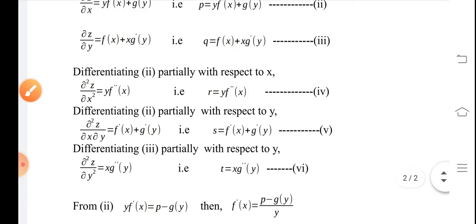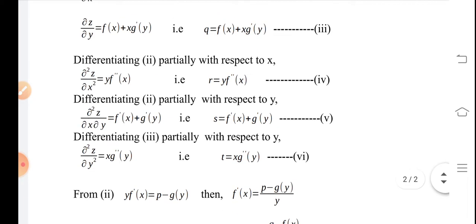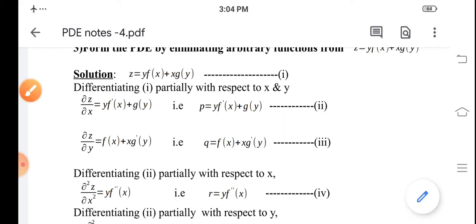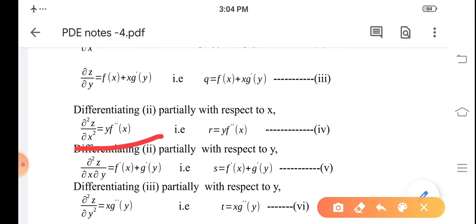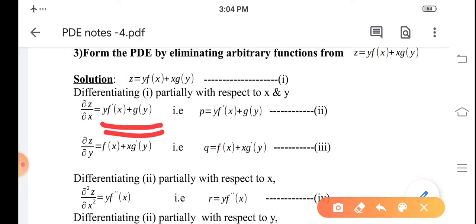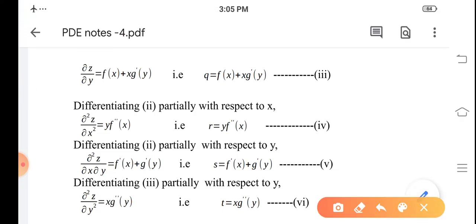Now, let us see the second order partial derivatives. First, we will find second order partial derivative of z with respect to x, that is differentiating equation 2 partially with respect to x. We obtain dou square z by dou x square equal to, here partial derivative of this with respect to x is y into f double dash. Next term is 0 because it is y term. Partial derivative with respect to x, y term is constant. Now it is r is equal to y into f double dash x, where r is the notation for dou square z by dou x square. We'll take it as equation 4.